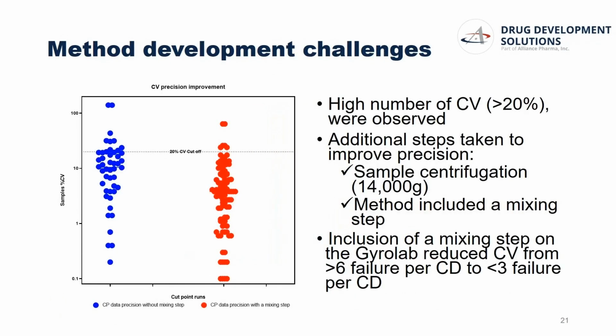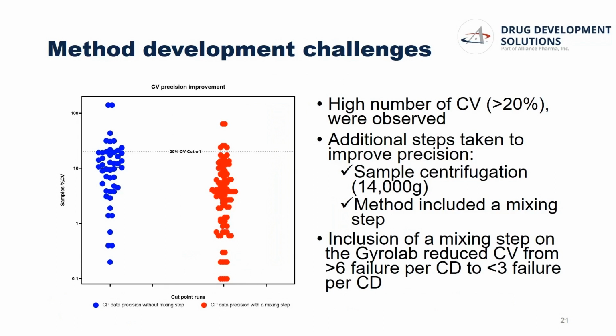So again, we approached the Gyrolab team, and they were very good in advising us on the best course of action, which was first to try and increase the centrifugation to maybe 14,000 g for samples. After applying that, we still saw some CV issues. As an additional step, we went back to the method and asked Gyrolab to design a method for us which would include a mixing step. The inclusion of such a mixing step improved the precision issue from more than 6 CV failures per CD to less than 3 CV failures per CD.